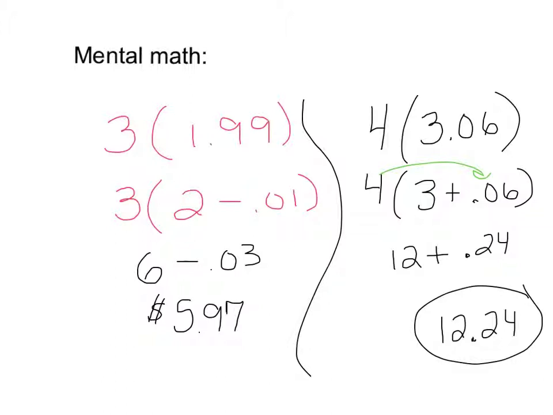So this is mental math. This is just a simple example, some simple examples of how the distributive property actually makes math a little bit quicker and able to do in our head. So just a little example. Hopefully this has been a good review for you of the distributive property.